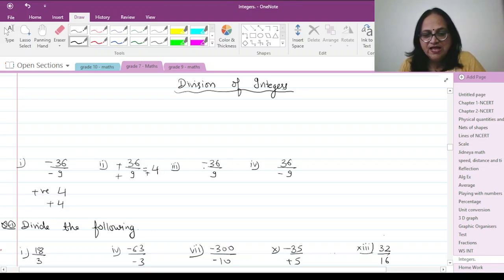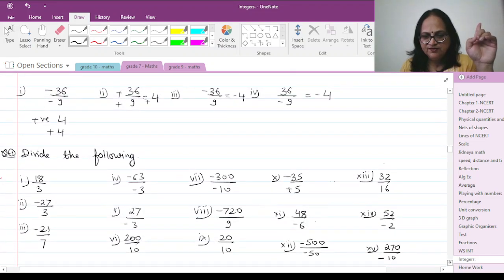Positive 4. And if any one is negative out of numerator and denominator, my answer will be negative. So this is minus 4 and this is also minus 4, because I am having one minus out of numerator and denominator. If I am having any one minus, then my answer will be negative. Okay, so this is the key rule.